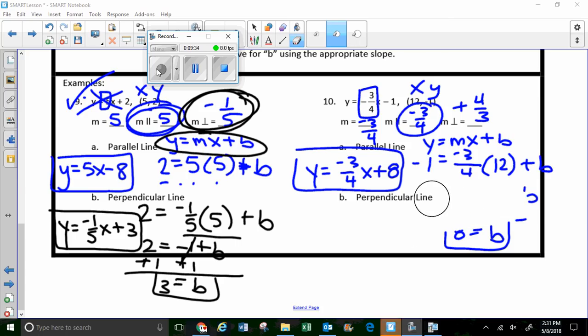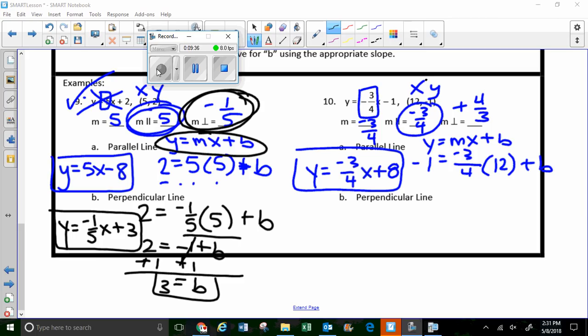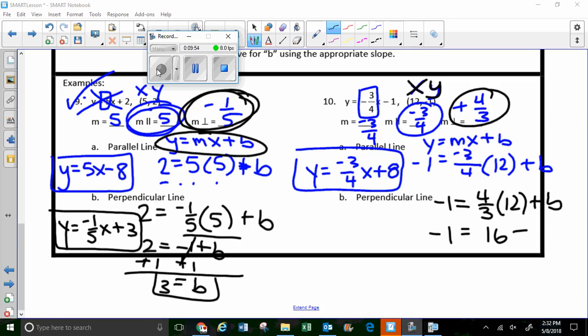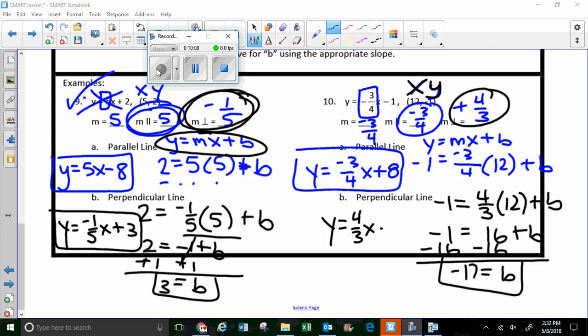For the perpendicular line, I'm following a similar process. I'm just going to use the perpendicular slope instead. So I'm still going to use this x and this y, but now I'm going to use this slope. So replace y with -1 again. But this time replace m with 4/3, x with 12, and solve for b. So that's going to be -1 equals 16 plus b. Subtract 16 on both sides, and you'll get b equals -17. Put together your perpendicular slope, 4/3, and your y-intercept that you found, -17. So those are your two equations.